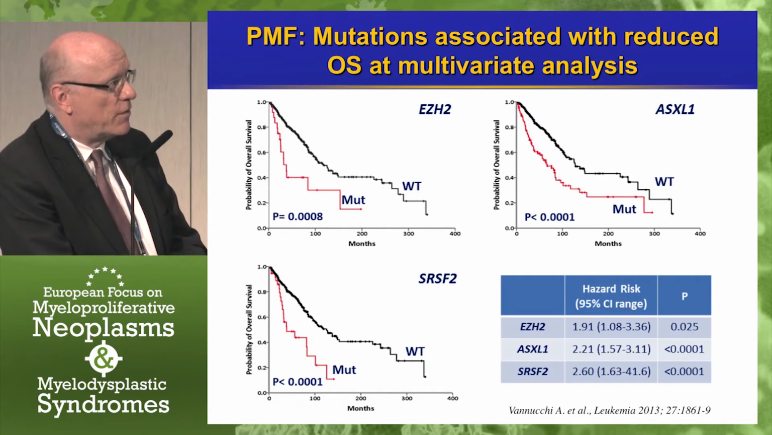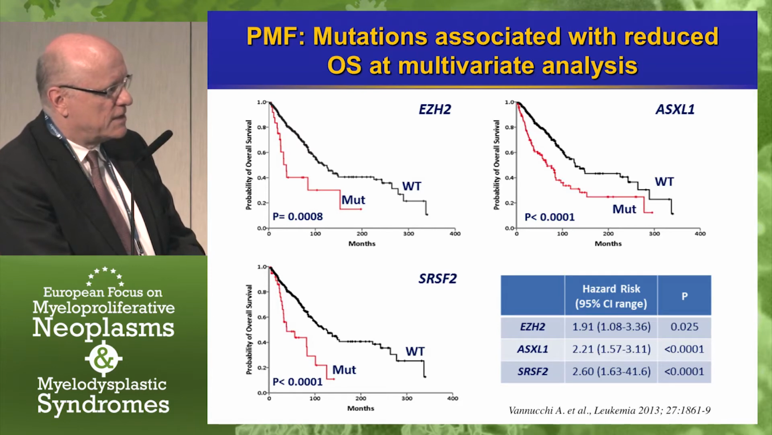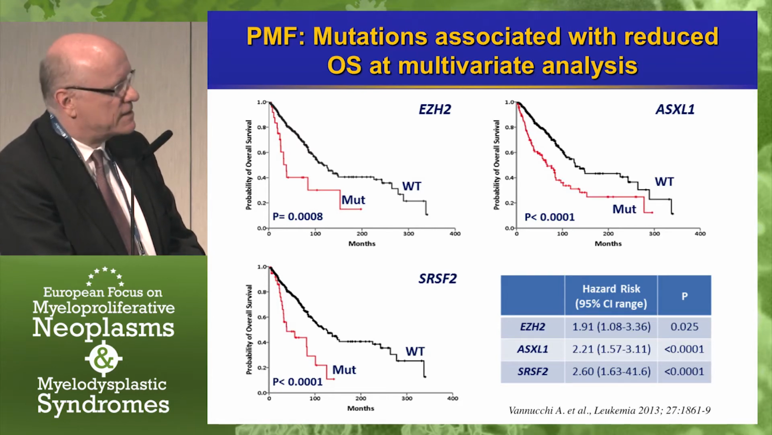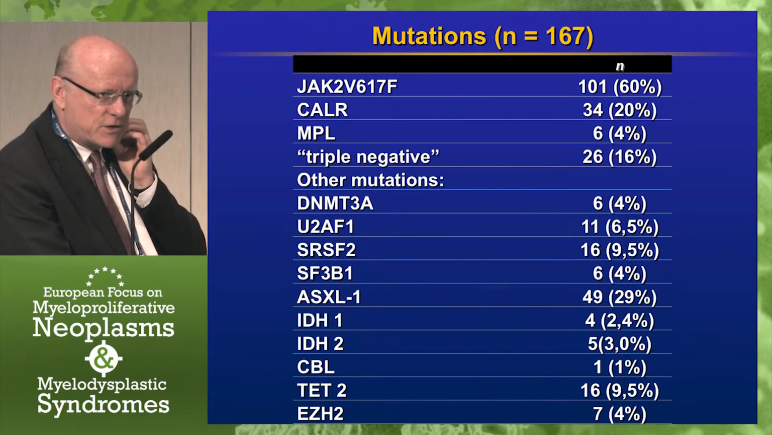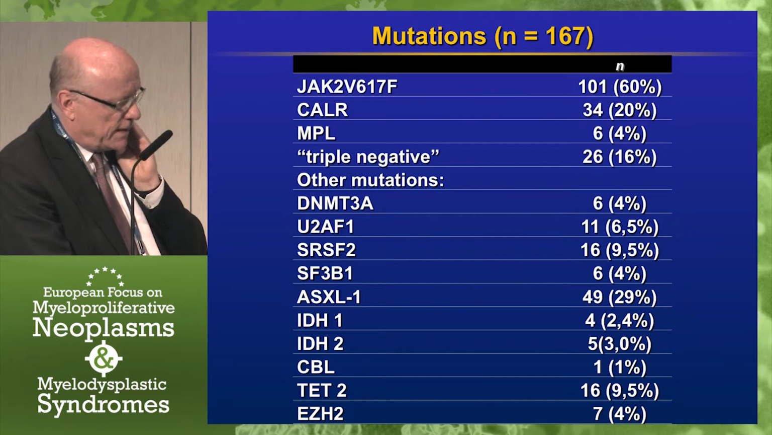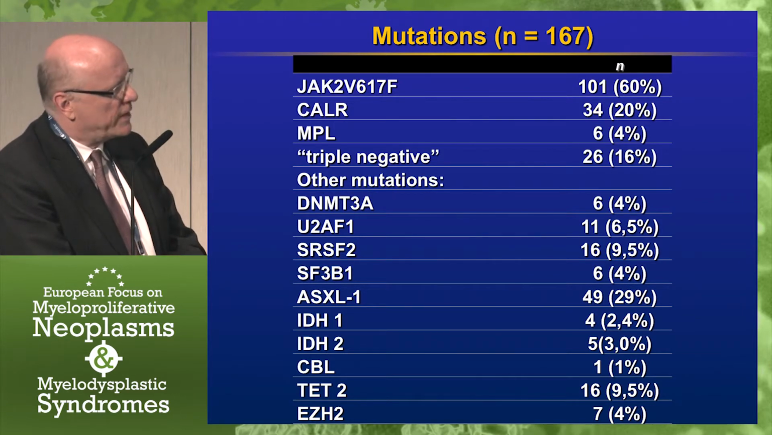And you have also heard this morning that specific mutations, especially epigenetic mutations like ASXL1 and EZH2, but also splicing mutations like SRSF2, also influence outcome, and you can see here the hazard ratio. This led to a more molecular-based risk classification. So what we did is look at those patients who received a transplant in our institution, and we combined it with another institution in Germany.